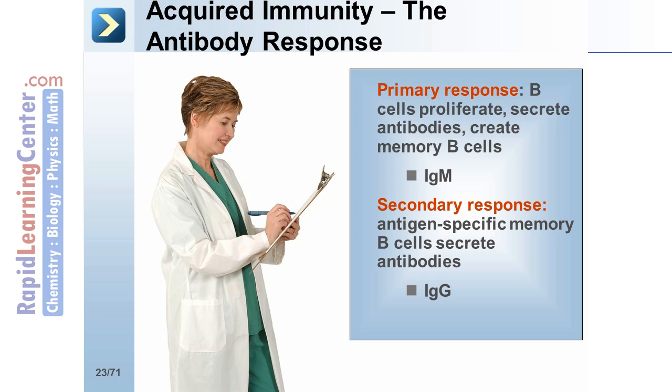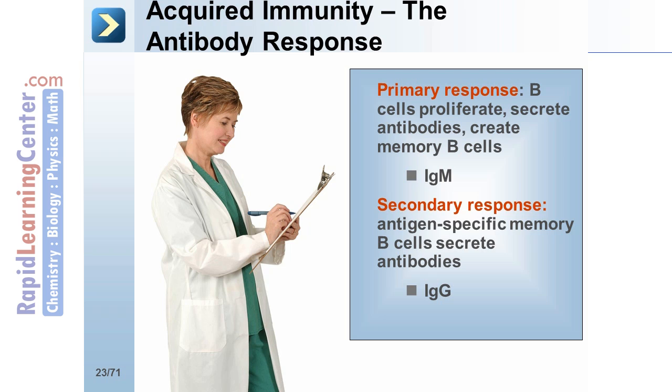The secondary response is the basis for vaccination, whereby the body is exposed to an antigen that has been altered to be non-pathogenic or to a non-pathogenic antigen that is similar to the antigen of concern, but creates memory B cells that can mount a rapid response of greater magnitude than the primary response against the antigen.